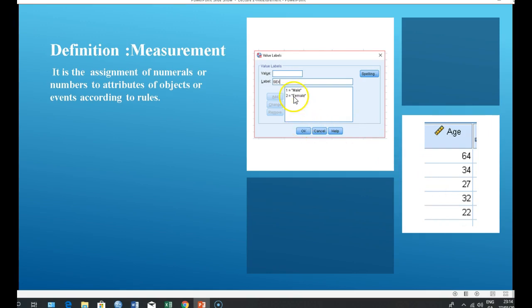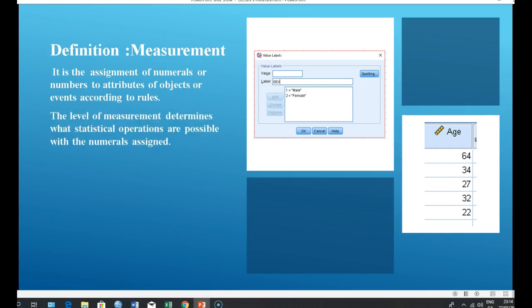Therefore, when you are analyzing this data, you are also expected to apply different statistical procedures or mathematical procedures in order to get accurate results. So it is very important to know that levels of measurement determine what statistical or mathematical operations you can apply on a particular variable or on a set of variables which you are analyzing.